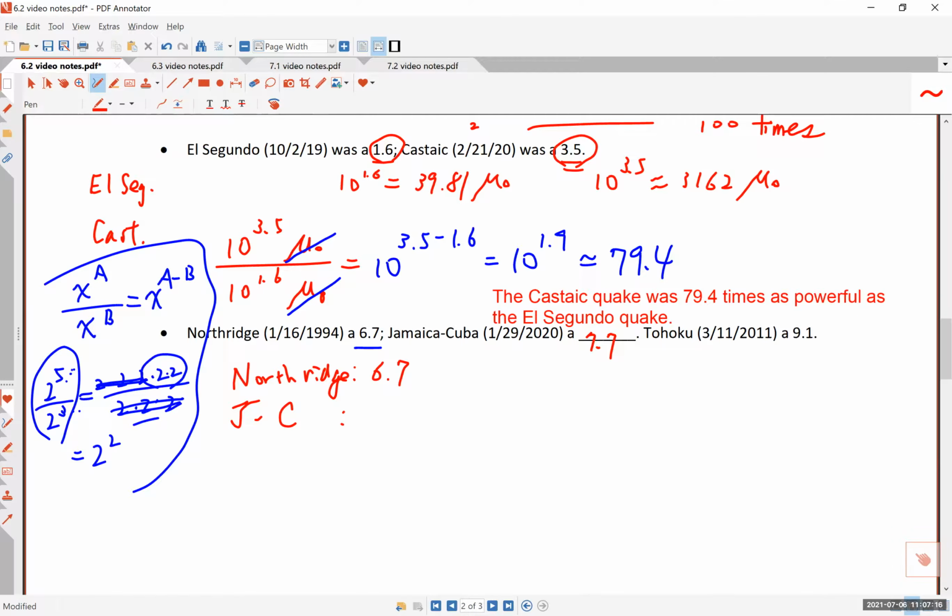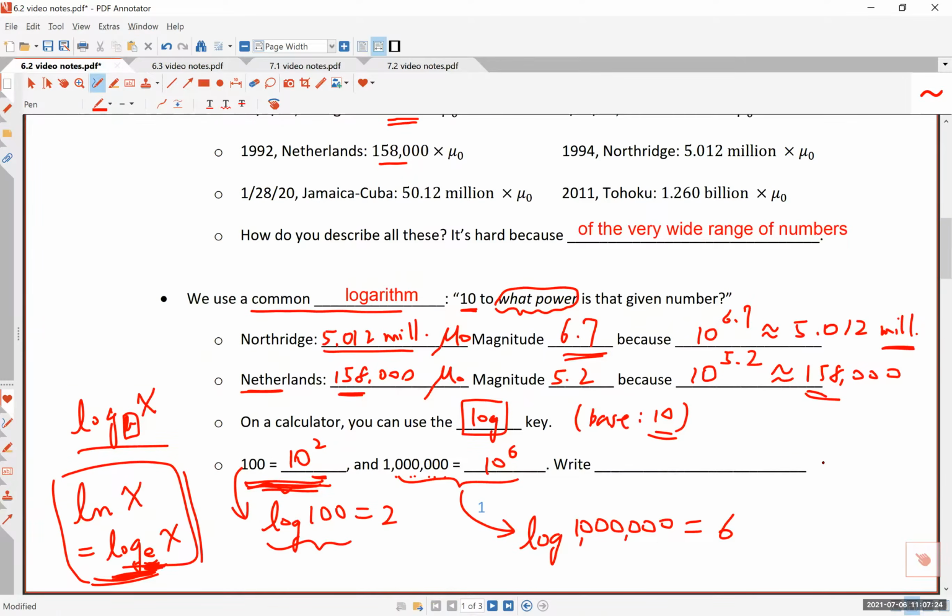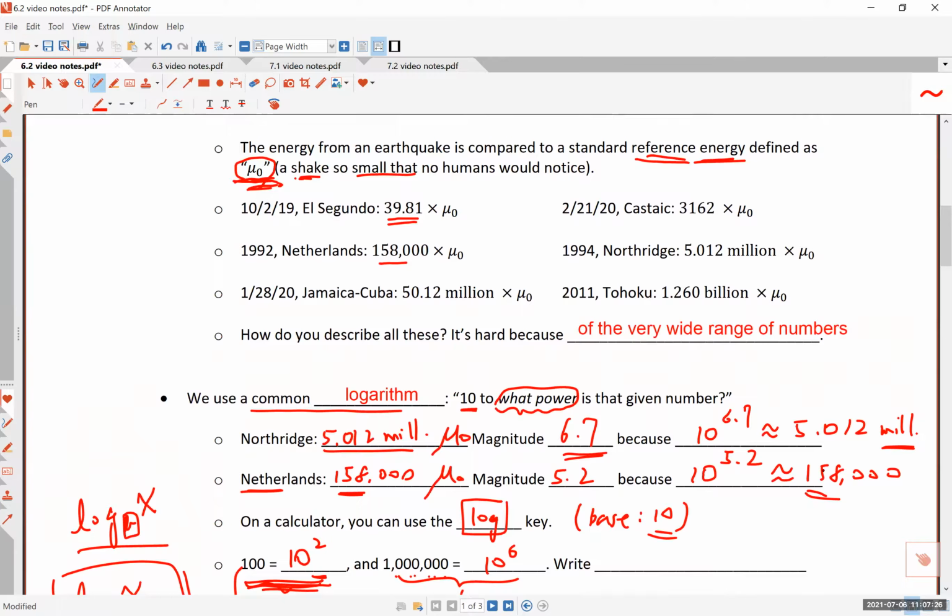How do I know it's 7.7? Well, because here's the deal. If you go back to the information I gave you on the front, the Jamaica earthquake had 50.12 million, right? So 10 to what number turns out to be 50.12 million? And the answer, again, you know that 10 million is 10 to the 7th power.